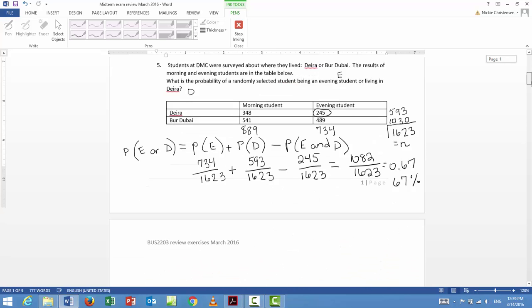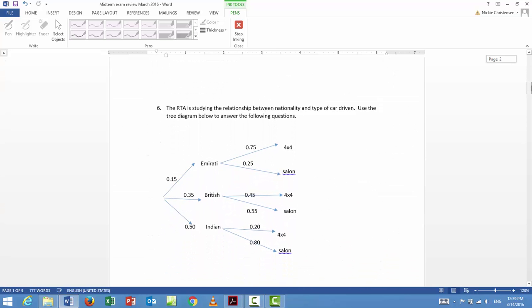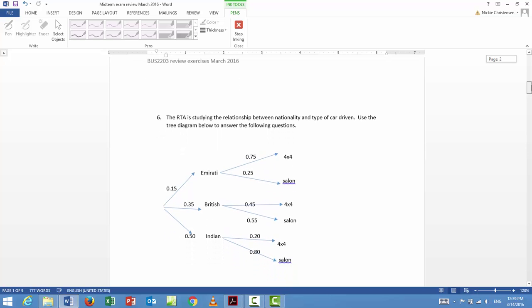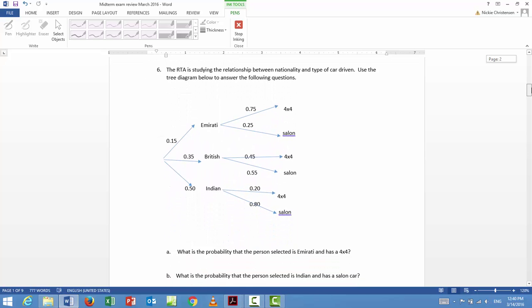Okay, this is the review sheet, page 2. All right. So we'll start with number 6 on page 2, which is a tree diagram. Okay, it's slightly different from the tree diagrams we worked on at the beginning of the course because it has probabilities written in it. But once you understand the logic, it's quite straightforward. So it's a tree diagram.